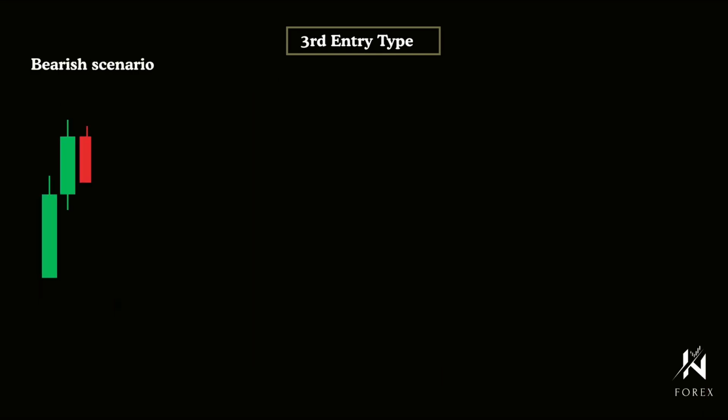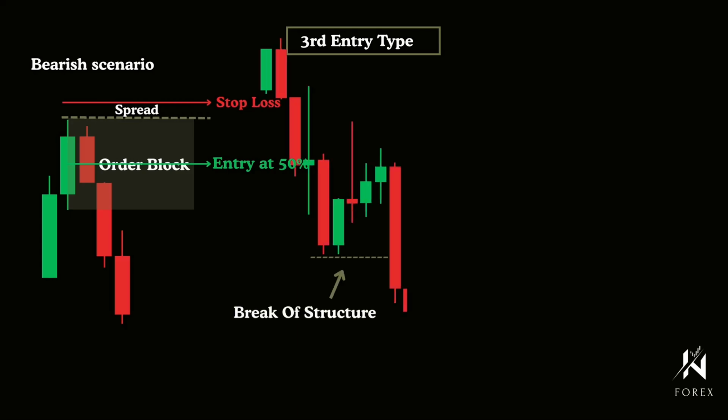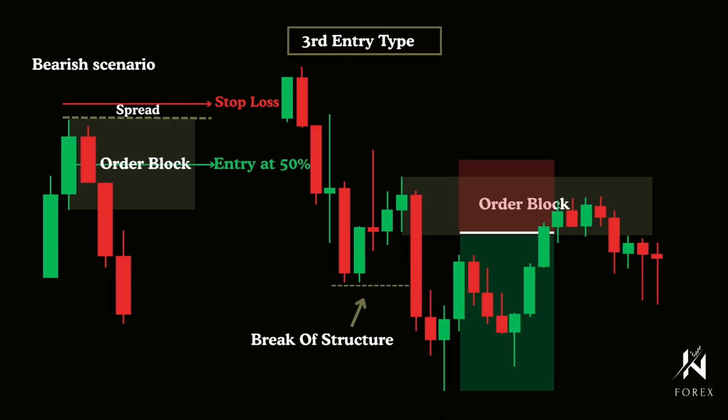Let's move on to the third entry type, my personal favorite and the one I use most frequently in my trading plan. This method involves placing the entry at the midpoint of the order block zone. Once a valid order block is identified, and in the case of a bearish setup, the stop loss is placed a spread size above the highest point of the order block. This entry strategy offers a reward-to-risk ratio that is at least twice as favorable compared to the standard entry types previously discussed. The improved ratio results from a more refined entry point and a tighter stop loss range. That's exactly why this approach stands out as my preferred method. It's designed to potentially increase profitability while maintaining efficient risk management.